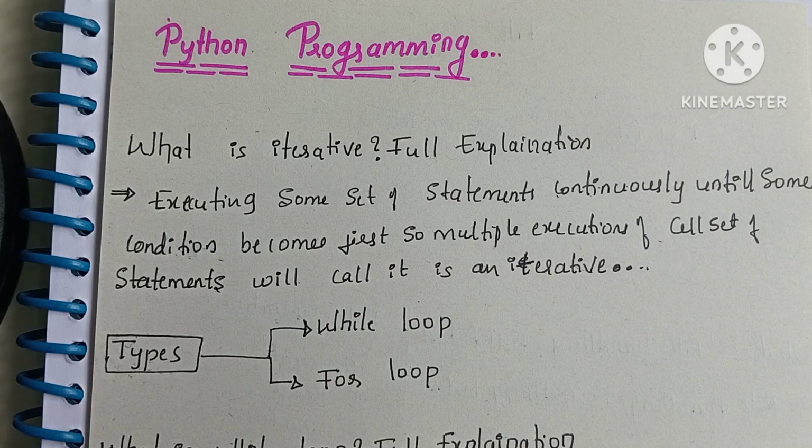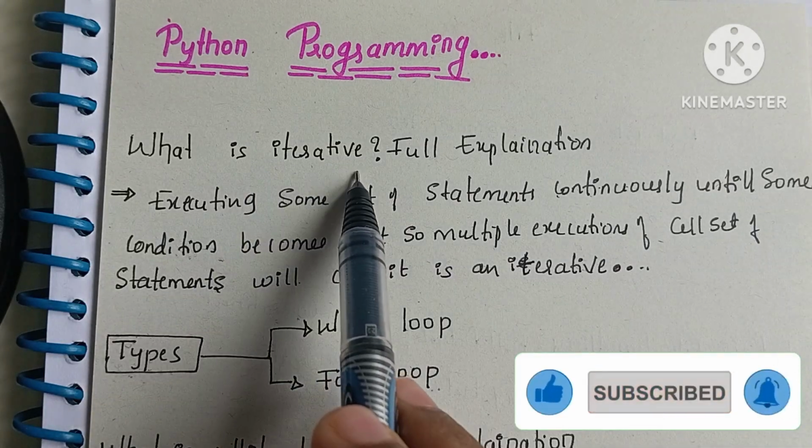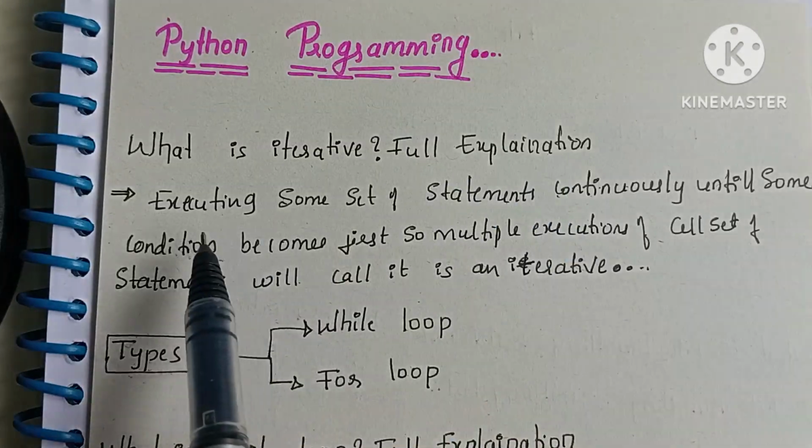Today I'm going to explain what iterative is, the types of iterative with examples, flowchart and syntax. So what is iterative, with a full explanation?